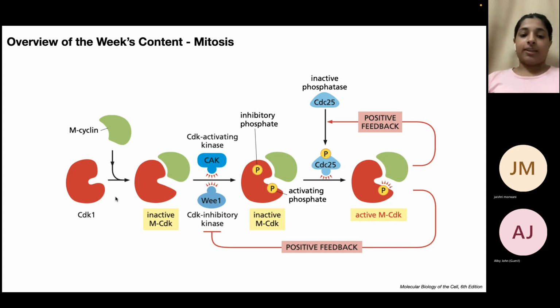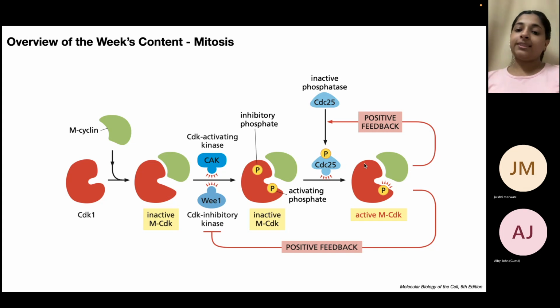However, at this stage, there are proteins such as Wee1, which transfers phosphate groups to an inhibitory region, and other proteins such as CAK, which is CDK activating kinase, which transfers phosphate to the activating region. However, as long as this inhibitory phosphate transferred by Wee1 is present on this M-CDK complex, it is inactive. So even though there is translation, the complex is not active and mitosis does not progress.